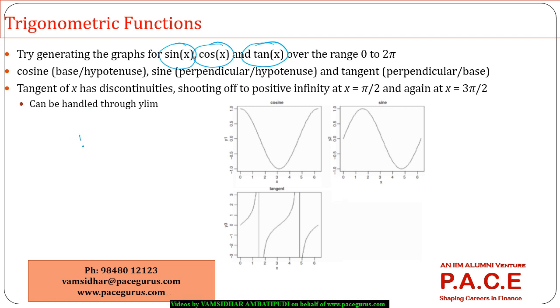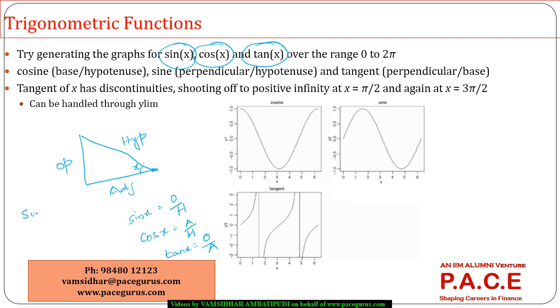So we know in a right angle triangle, if I'm looking at it from this particular side saying this is x, this is the opposite side, this is called the adjacent side or the base, and this is called the hypotenuse. So the sine of x is nothing but the opposite side by the hypotenuse. Cos of x is nothing but adjacent side divided by the hypotenuse, and the tangent of x is nothing but the opposite side divided by the adjacent side, which is otherwise sine of x divided by cos of x.